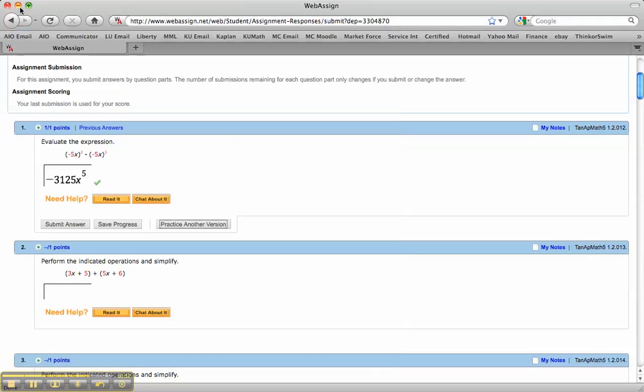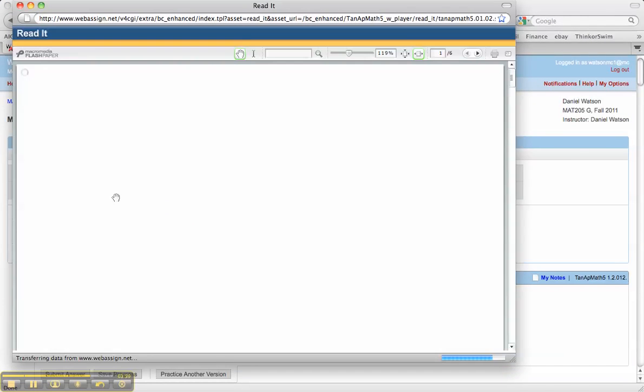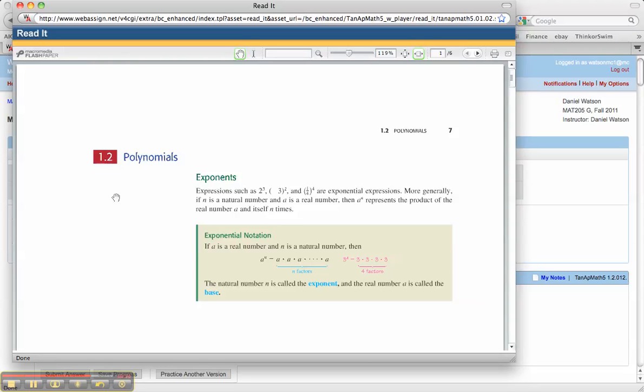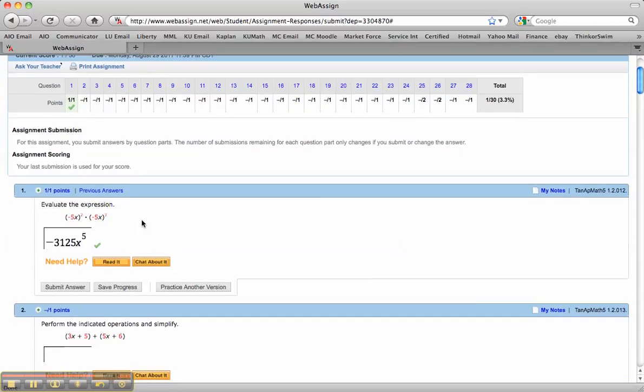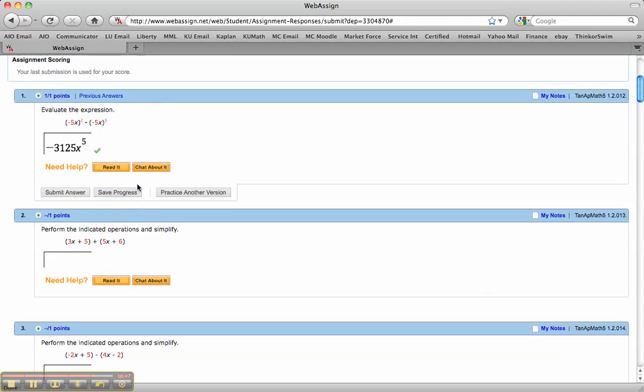You can also read about it, which takes you to the exact page of the textbook where it discusses this concept. And this is available to you whether you purchase the online textbook or not. And you also have chat about it. You have access to a free online tutoring service where you can chat with an online tutor to get help with this. We also have a tutoring center available here at MC, but you may want to check that out. That's provided through WebAssign.